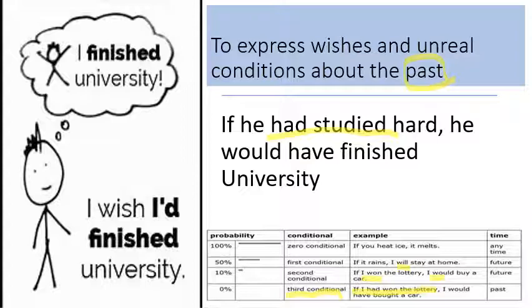The third one, which is our focus, is the third condition, in a way that there isn't any possibility for the action to happen. We usually use the past perfect, and would have bought a car. If I had won the lottery, in the past perfect, I would have bought a car. Same like here, if he had studied hard, he would have finished university. We are talking about this person. If he had studied hard, he would have finished university. So this is the third usage of the past perfect.